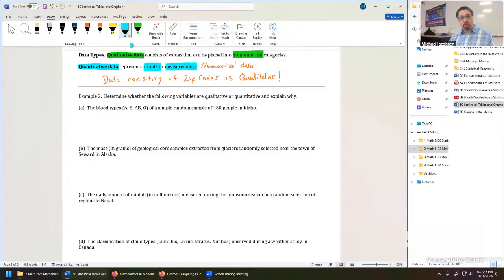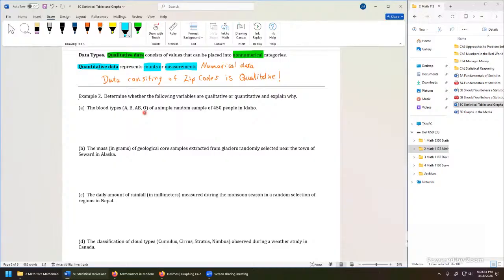Okay, well, example 2 is just working through the definitions. It says determine whether the following variables are qualitative or quantitative, explain why. So here's our first batch. Let's suppose we have a random sample, maybe a simple random sample or otherwise, of 450 people in Idaho, kind of referring back to that example in Unit 5A. And all we're doing this time is looking into the blood types. So there's more to blood types, but let's just say we measure along these lines, type A, B, AB, or O. What kind of data would you all say this would represent?